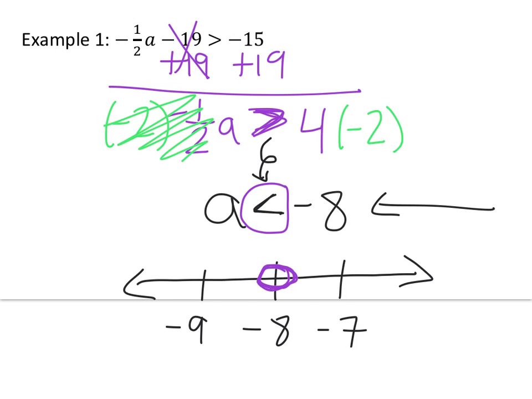And it says that a is less than negative 8. All the numbers that are less than negative 8 are this way. And so you shade towards all the numbers that are less than negative 8, which is to the left. And that's how you graph your inequality on a number line. That's how I've always done it. Let's do one more example together.